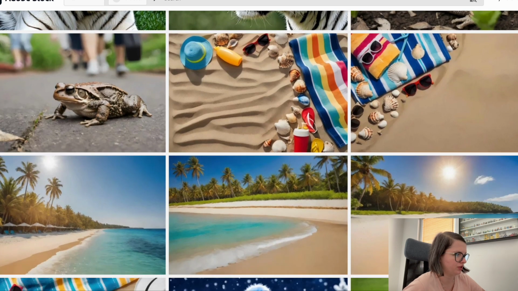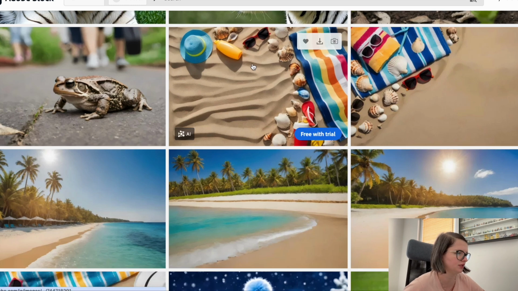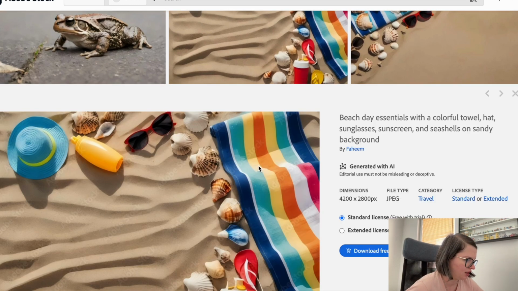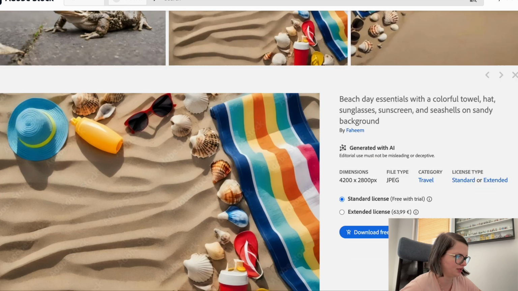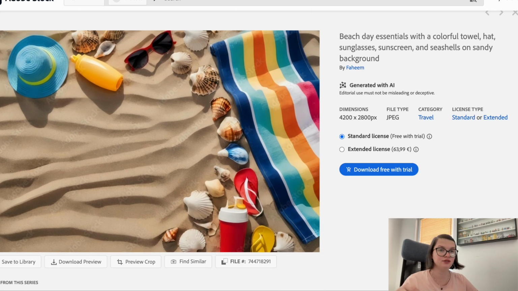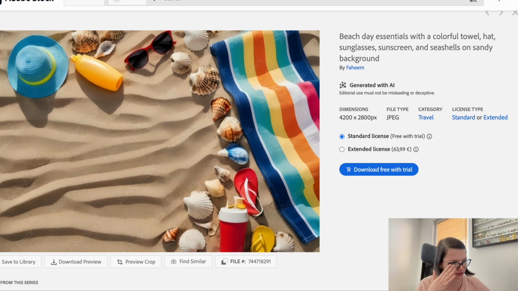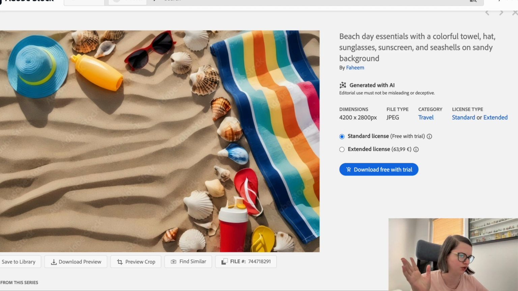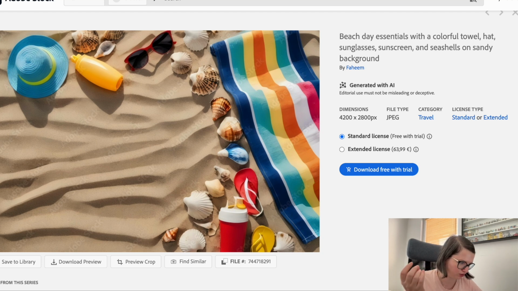Yeah, for example, here you have the holiday kind of flat lay. I think it's a little bit of a mess. Again, it's about the details. As we have discussed, there are really a lot of images on Adobe Stock, and so the competition is high. And if you want to compete successfully, you need to compete with good quality images.